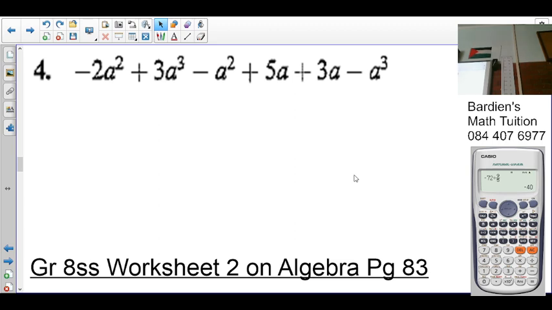Is a squared like terms to a cubed? No. Is a squared the same as a? Is a cubed the same as a? No. They're not like terms. Although the variable is the same, the unknown is the same, which is a. However, since the exponents are not the same, they are not considered as like terms. Okay. So negative 2a squared is a like term to negative a squared, which is the answer.